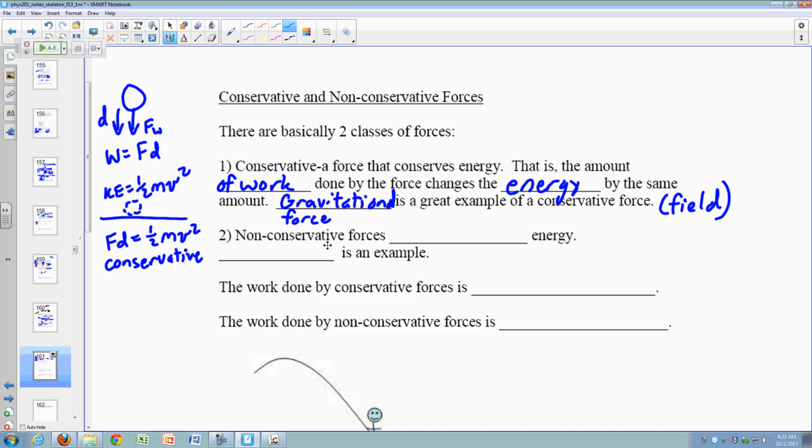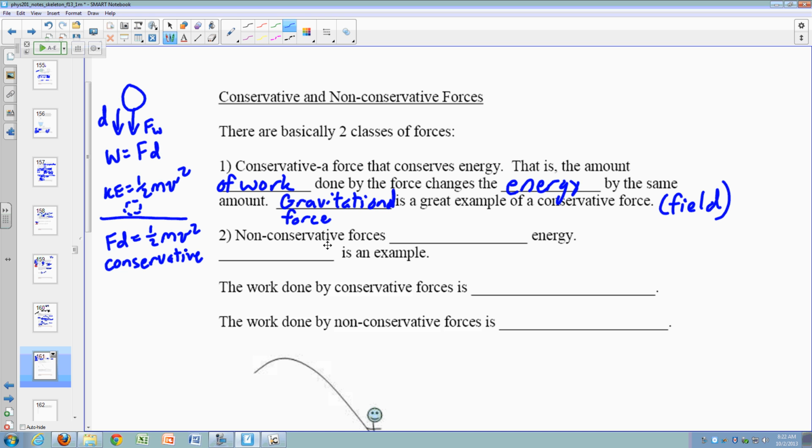What is it about field forces that allows them to be conservative? That they don't lose energy? They're constant? No, what'd you say? They're non-contact, right. So you don't have contact between surfaces, because anytime you have contact between surfaces, you lose energy. You don't conserve energy.